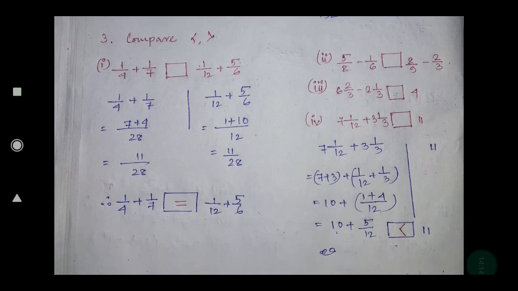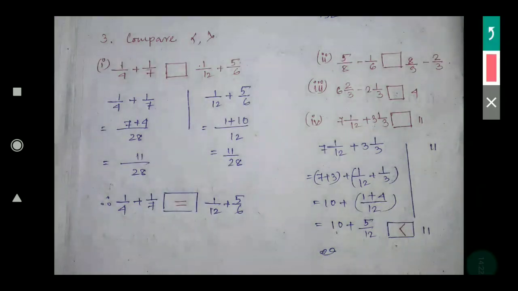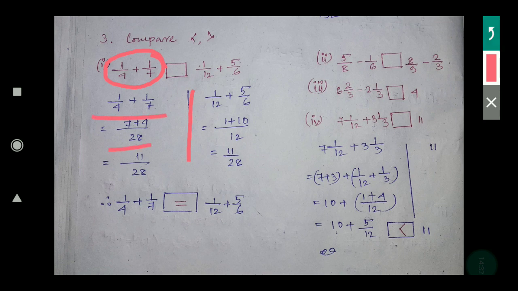Now see, question 3: it is given, compare. That means whether it will be less than, greater than or equal to. You have to solve both sides, then only you can compare. First this part I will solve: 4 1/4 plus 1/7. The LCM of 4 and 7 is 28. 4 times 7 is 28, 7 times 1 is 7. Then 7 times 4 is 28, 4 times 1 is 4. 7 plus 4 is 11, so 11/28. Now this side: 1/12 plus 5/6.